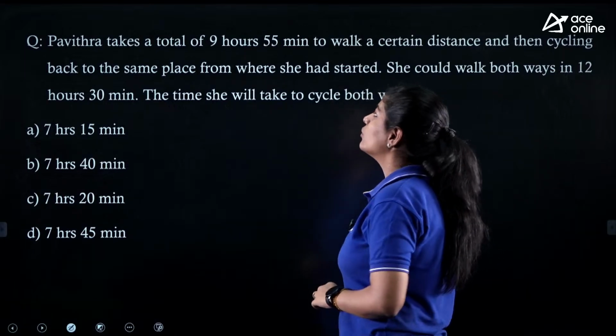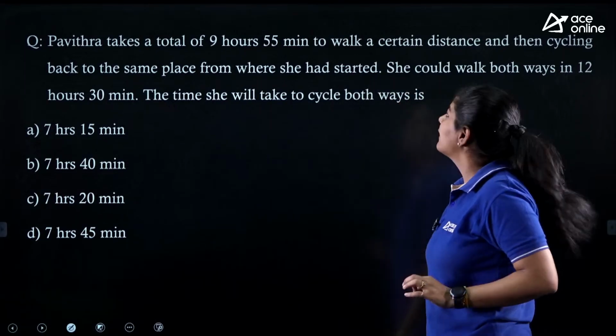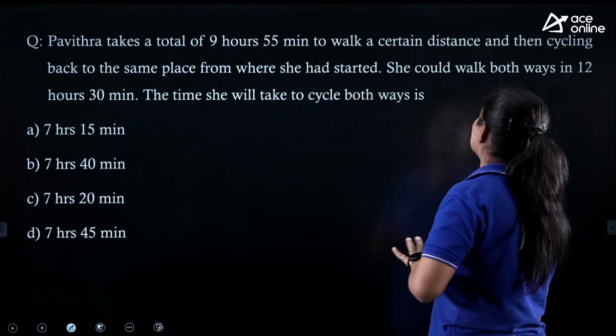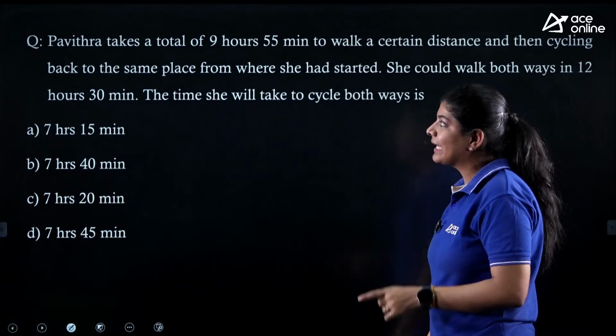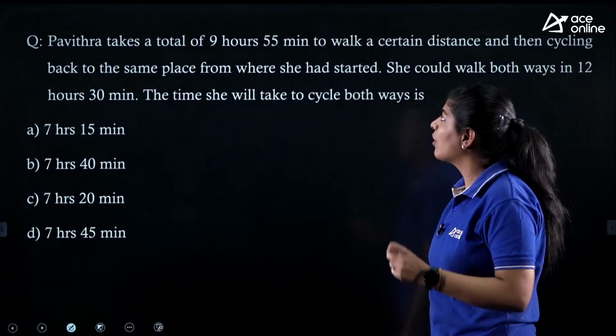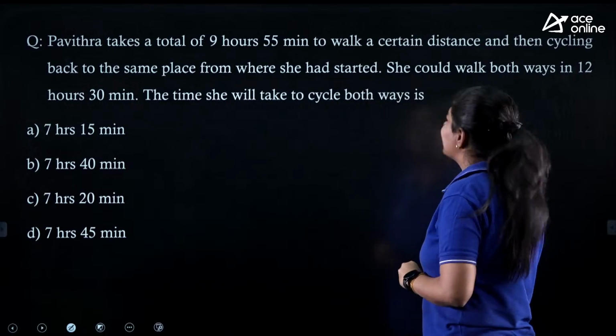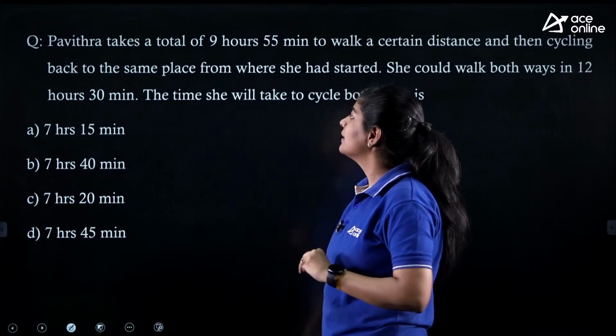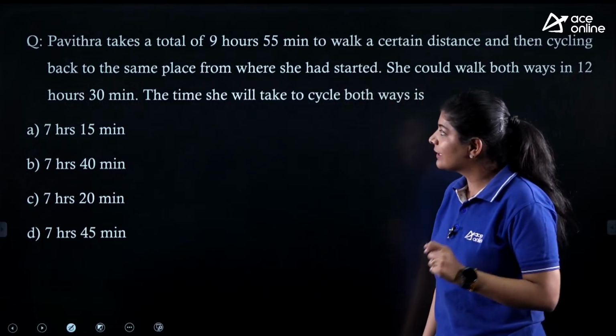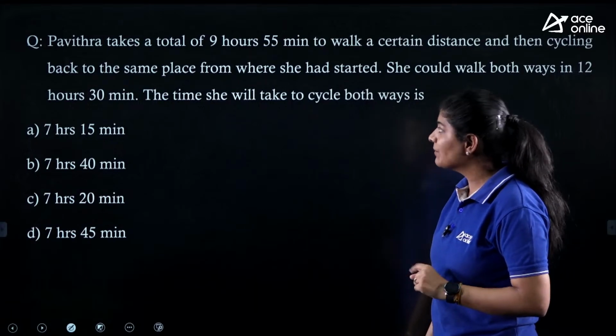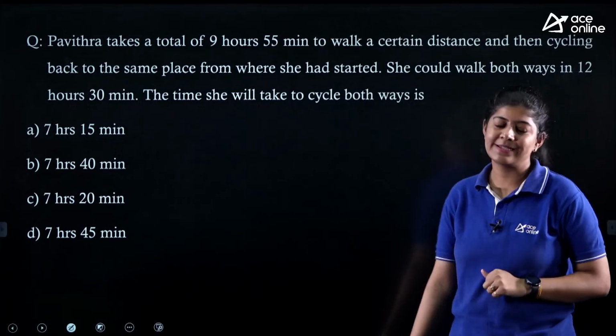The next question says that Pavitra takes a total of 9 hours 55 minutes to walk a certain distance and then cycle back to the same place from where she had started. She could walk both ways in 12 hours 30 minutes. Then, the time she will take to cycle both ways is, okay.